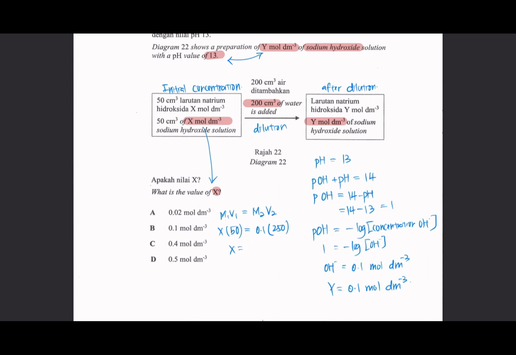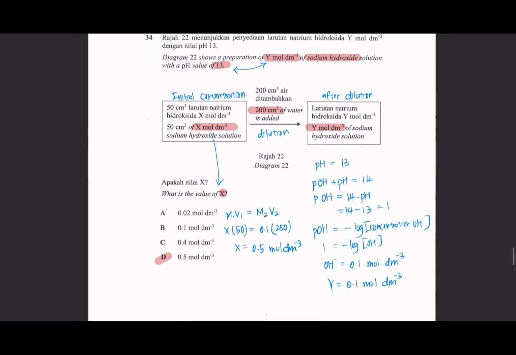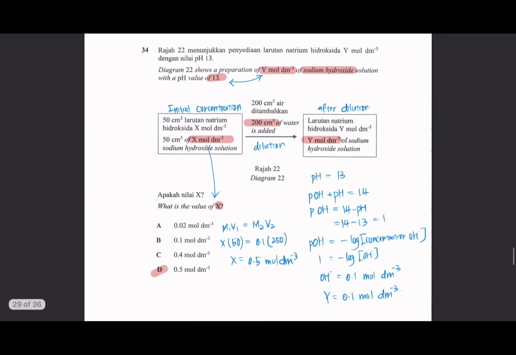So you have to be careful. The value of X is 0.5 mole per decimeter cube. So the answer is D. This question is a bit tricky. If this question were in our paper 2, there should be around 3 to 4 marks.